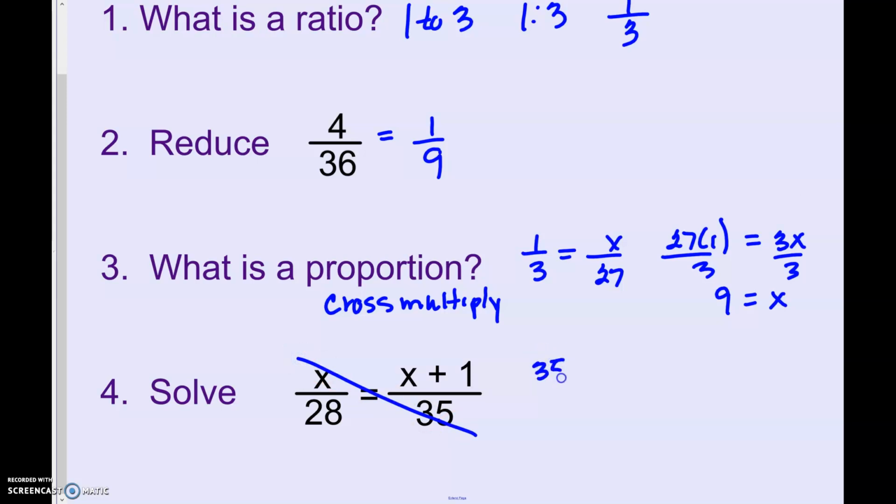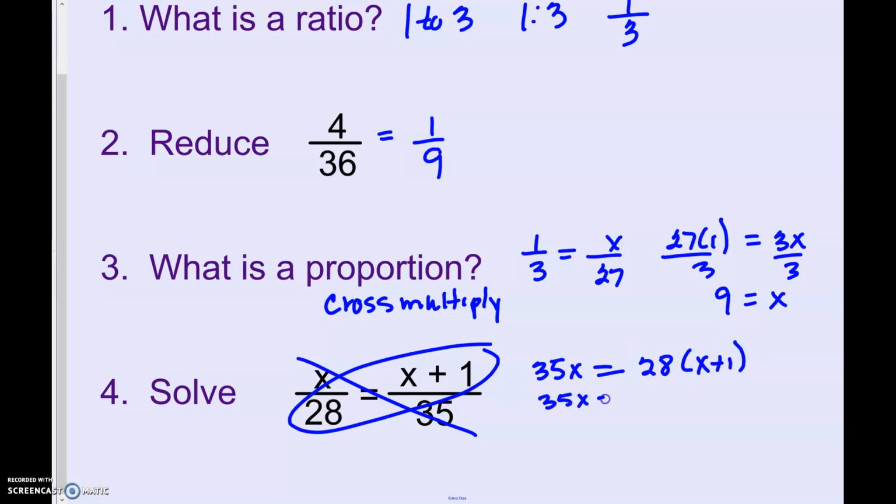So we're going to take 35x equals, now multiply these together, and we're going to end up having to do the distributive property over here. So 35x equals 28x plus 28. All right, so now we're going to subtract 28x from both sides, and we get 7x equals 28. Now we're going to divide both sides by 7, so x is 4. All right, so ratio, setting two things up to make a comparison, always reduce. To solve a proportion, we cross multiply.